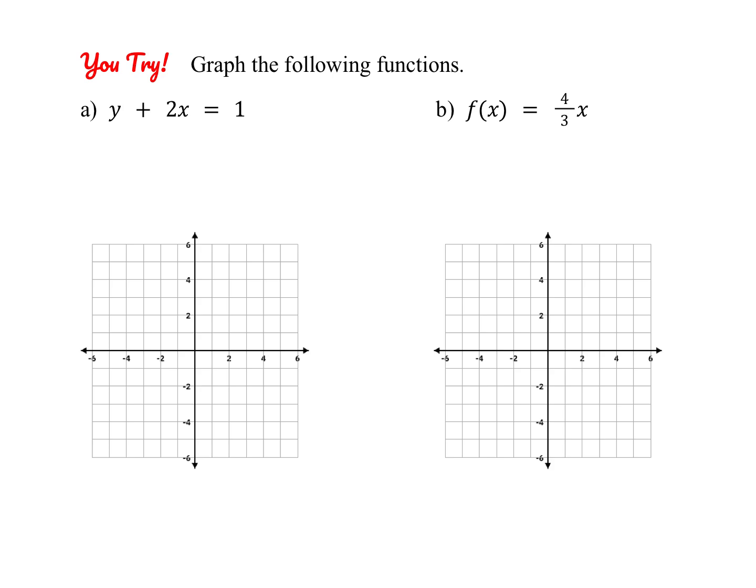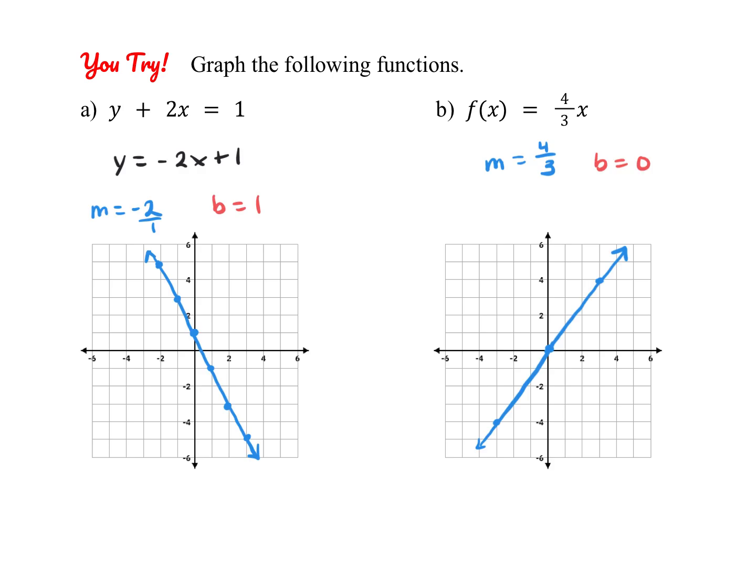All right, go ahead and pause the video and give these 2 a try on your own. All right, go ahead and check. So here you can see I rewrote the first equation in slope-intercept form by subtracting 2x from both sides. So my y-intercept is 1 and my slope is negative 2. So I go down 2, right 1. For the second one, it is in slope-intercept form. Our y-intercept is simply 0, and our slope is 4/3, which means from 0, I go up 4, right 3 to plot my next point.